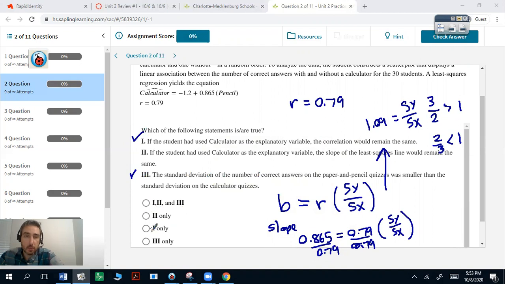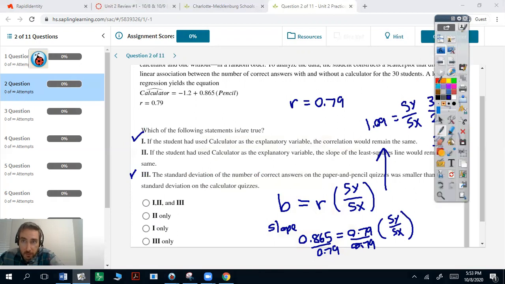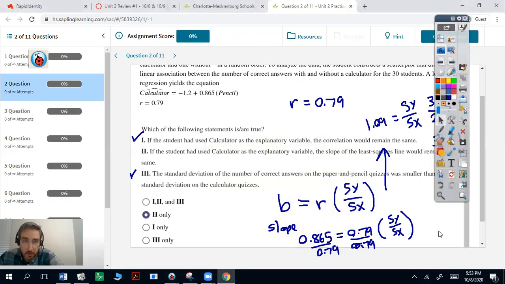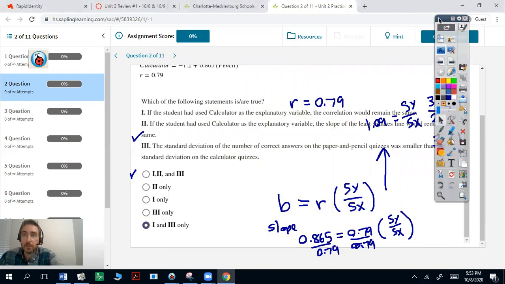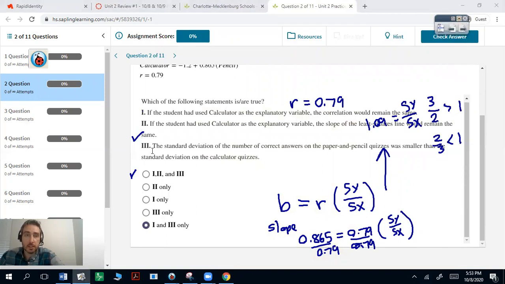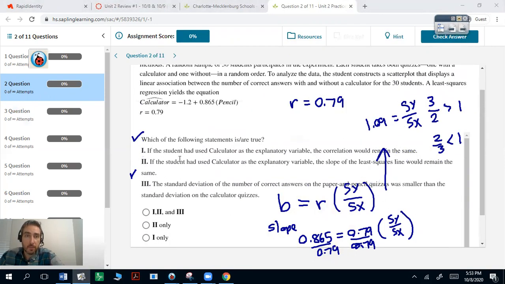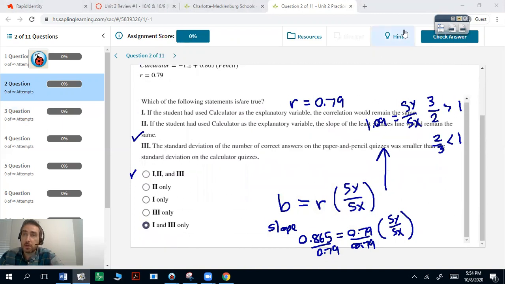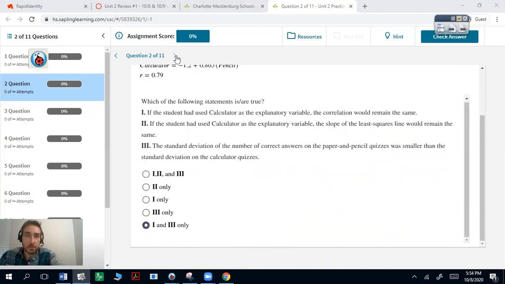And so it's going to be 1 and 3. And where's my option for that one? I know it's down there. There it is right there. So that was a tricky one, but that is going to be 1 and 3 on that. All right, next question.